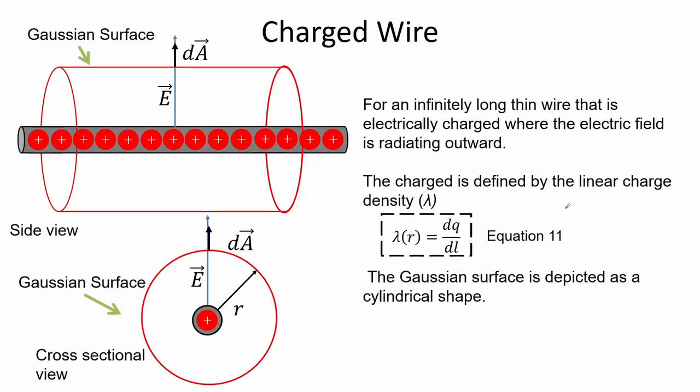For a solid conducting thin wire, the charge density is given by the linear charge density as shown in equation 11. We see that the Gaussian surface for a wire has cylindrical shape as shown in the figure. Its electric field direction is of the same direction as the area for the body of the cylinder.